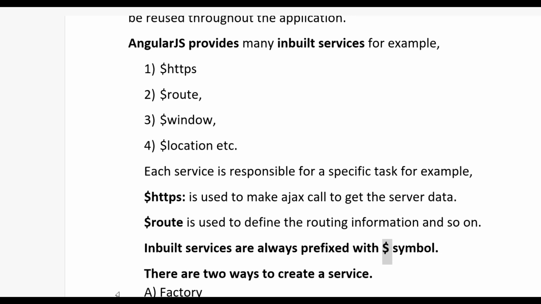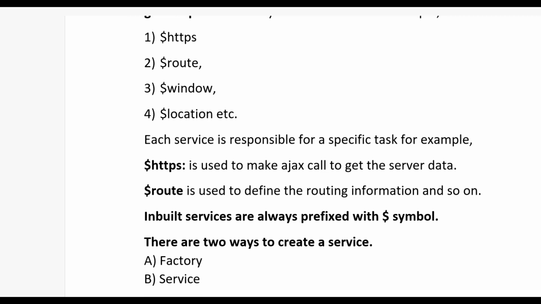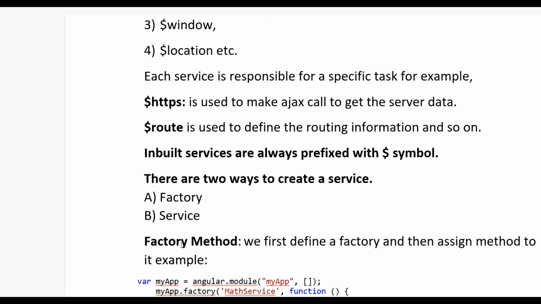Now coming to the point. There are two ways to create a service. One is the factory method and the other is the service method. Let us understand how we create a factory method. First we define a factory method, then assign a method to it.